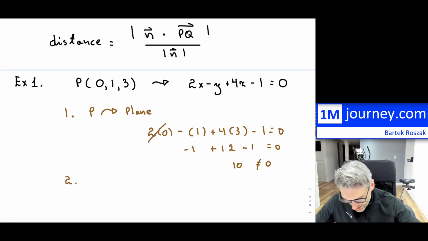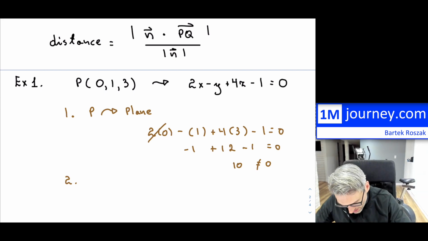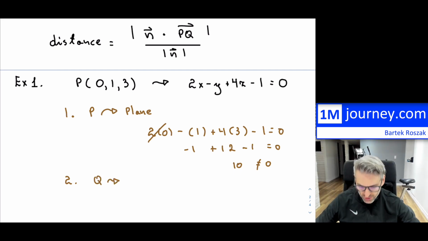Number two now is, so now I want to find the distance. So what did we say? Well, now find a point Q, and this point Q can be any point on the plane. So just choose them randomly if you want to be able to see what you actually need. Then you can choose your points at random in here.